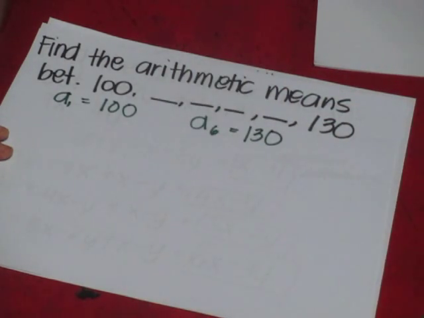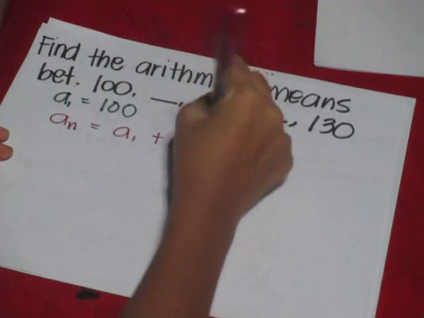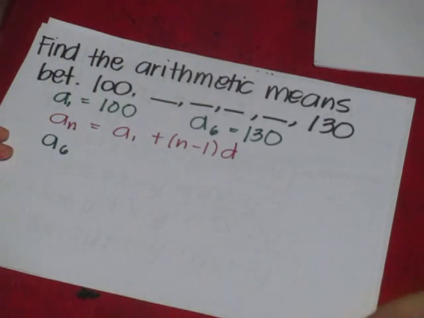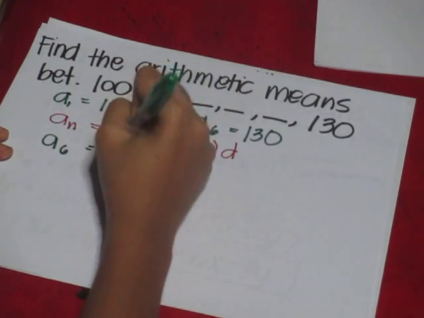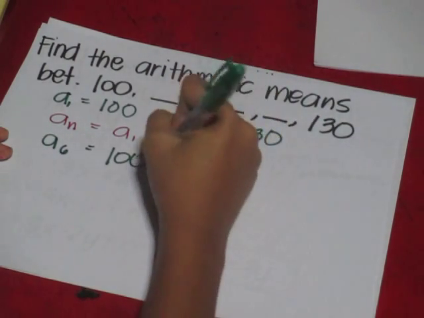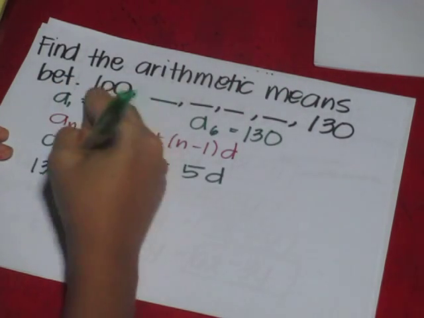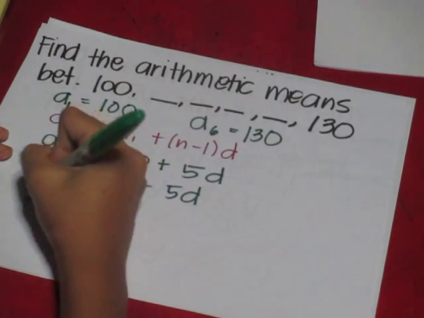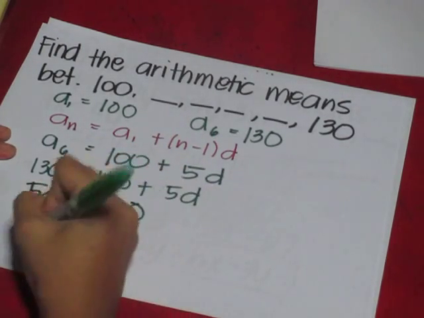We're going to substitute it into the formula of a sub n, which is a sub 1 plus n minus 1 times d. So that's a sub 6 is equal to the first term 100 plus the number of terms minus 1, that's 5, times d. So 130 is equal to 100 plus 5d. So our d will be 6.